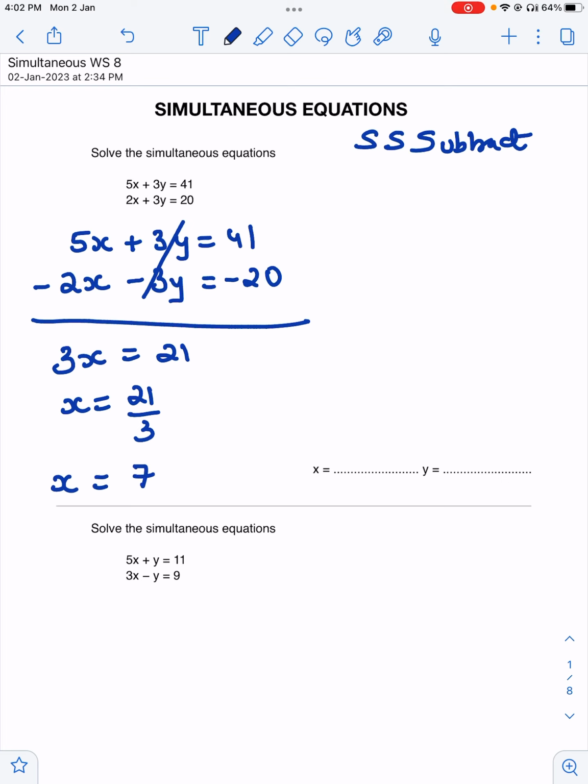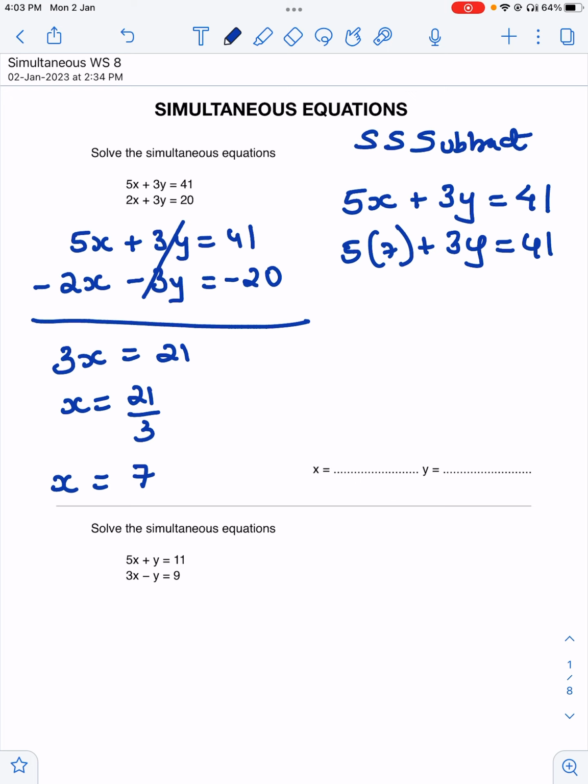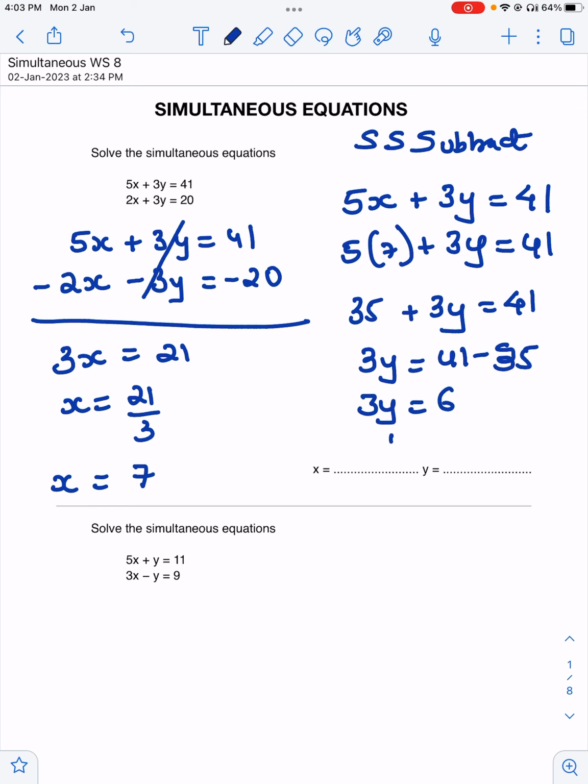Once we get the value of x, we substitute it in any of the equations. Here I am substituting in the first equation where x is 7, keeping y as it is. 5 7s are 35 plus 3y is equal to 41. 35 goes that side and gets subtracted. 41 minus 35, 3y is equal to 6. y is equal to 6 upon 3. That gives me 2. So I get the values x as 7 and y as 2.